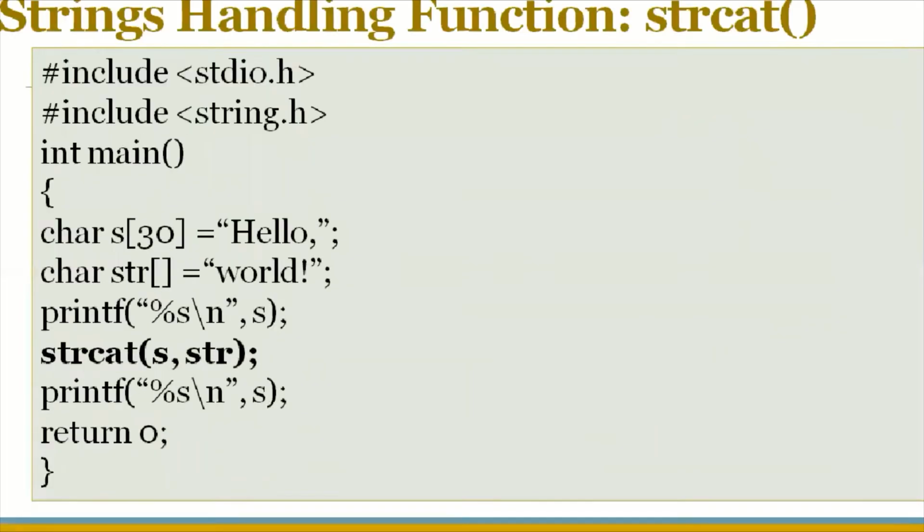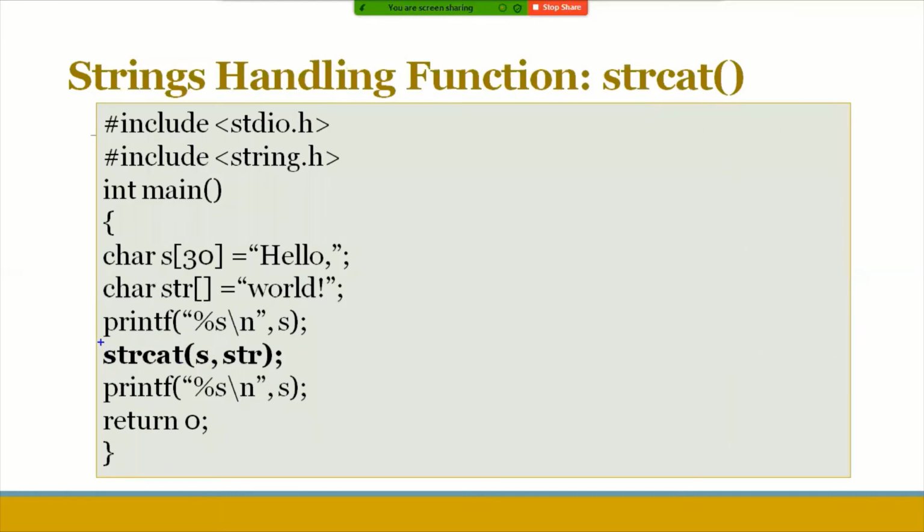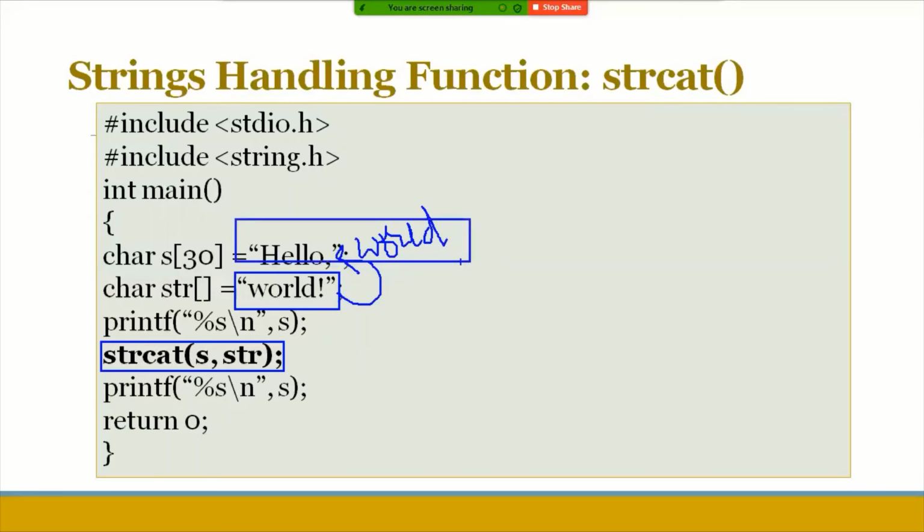Then coming to strcat. In this case, the strcat function is used to concatenate the second string, that is world, at the end of the first string. After concatenating world at the end of the first string, the resultant string will be hello world, available in s1 only. That can be displayed with the help of a printf statement.